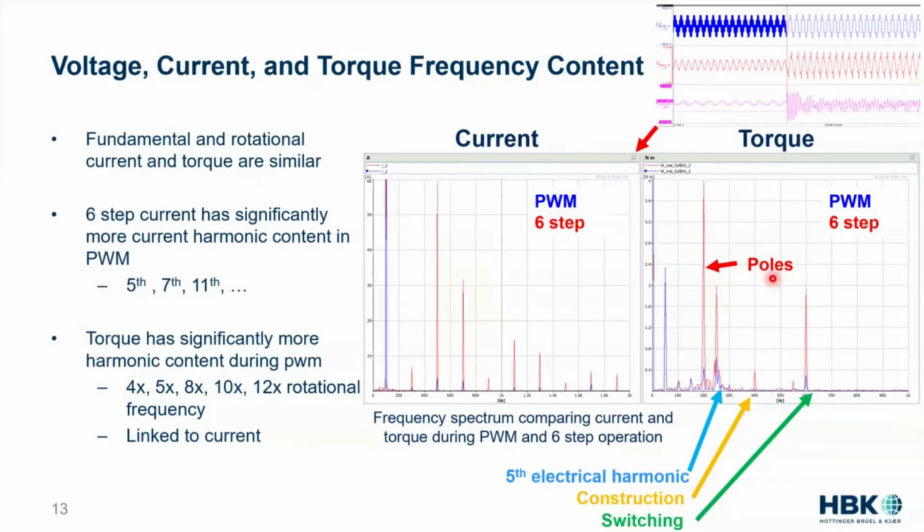We see a really big spike in the 5th harmonic. Now, if we remember back to that slide I showed, the 5th harmonic is actually a reverse torque. So we have some 5th harmonic content in the blue, but we have about 2 Newton meters worth in the PWM, or excuse me, in the 6-step. We have a little peak here at 400 hertz, which is likely due to construction of the machine. And we have a big peak here out at 600 hertz.